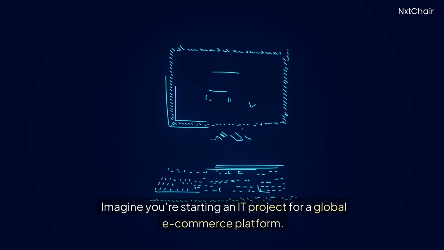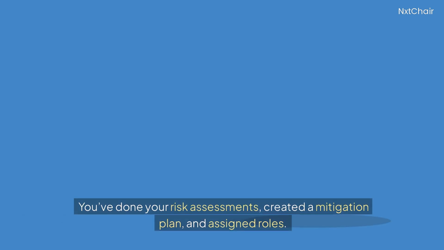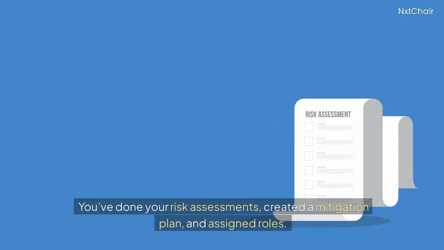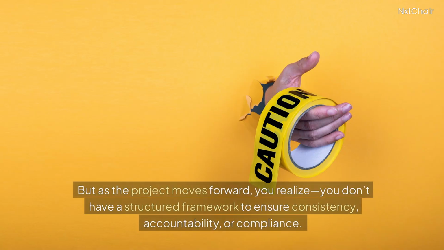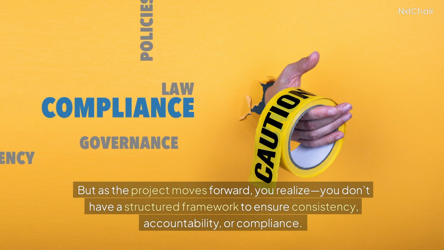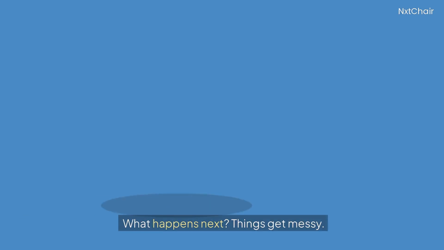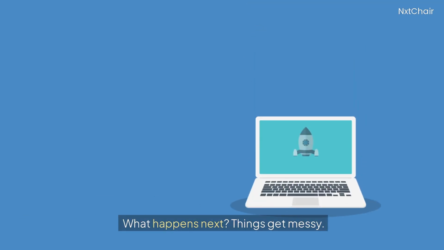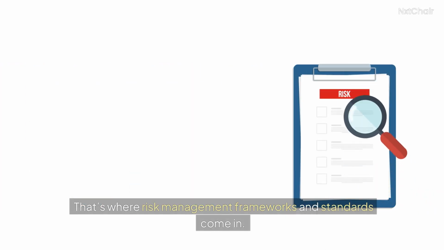Imagine you're starting an IT project for a global e-commerce platform. You've done your risk assessments, created a mitigation plan, and assigned roles. Everything seems set. But as the project moves forward, you realize you don't have a structured framework to ensure consistency, accountability, or compliance. What happens next? Things get messy.